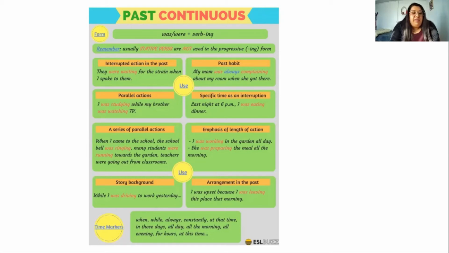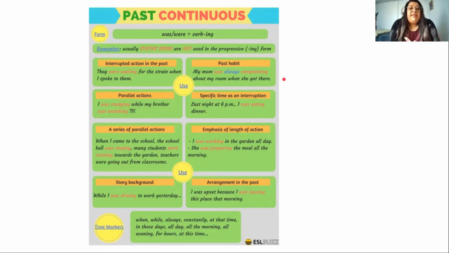Parallel actions. Ya, dos acciones que pasan simultáneamente. I was studying while my brother was watching TV. Ok, mientras yo estaba estudiando, mi hermana estaba viendo televisión. Ya, dos acciones paralelas. Ninguna se interrumpe. Por eso están las dos en pasado continuo. Ya, esto pasó y esto pasó, pero nunca se cruzaron. Nunca una molestó a la otra.